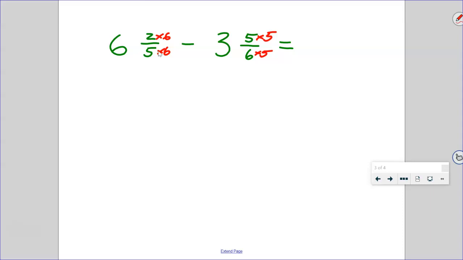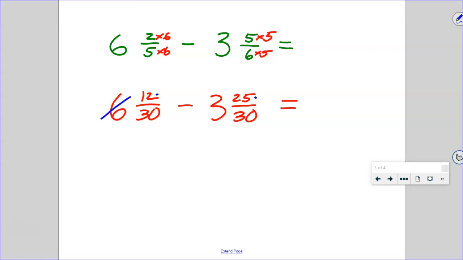So now 6 and 2/5 is going to be 6 and 12/30, and 3 and 5/6 is going to be 3 and 25/30. And we are subtracting. So now I read this and it says 6 and 12/30 take away 3 and 25/30. And I think once again we see that we're going to have to borrow. 12/30 is not enough to take away 25/30.